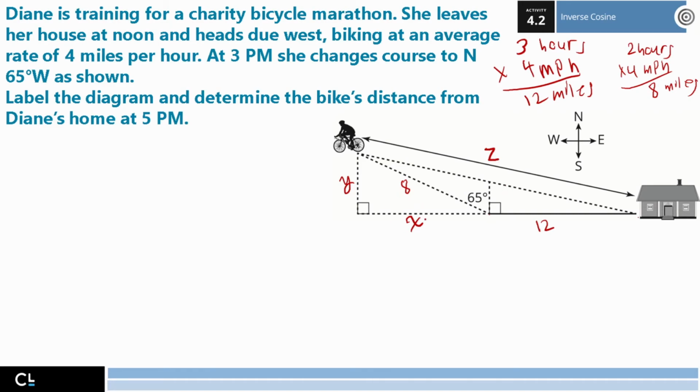So first, we need to find X. But there's one more piece of information we need to know. If we look here, we're going to have a right angle. We have 65 here, and we want to find this missing angle right there.